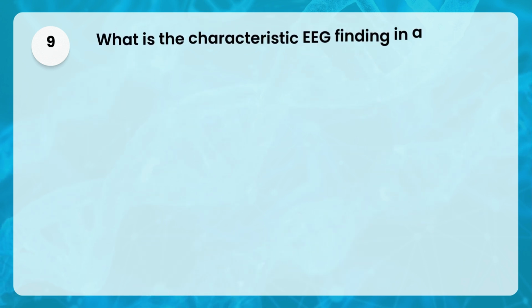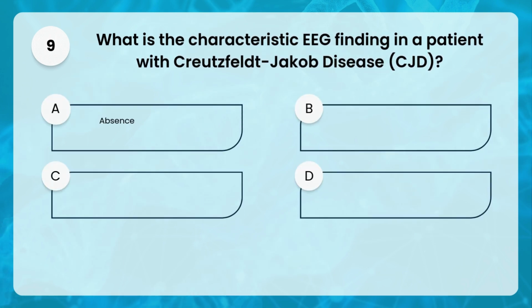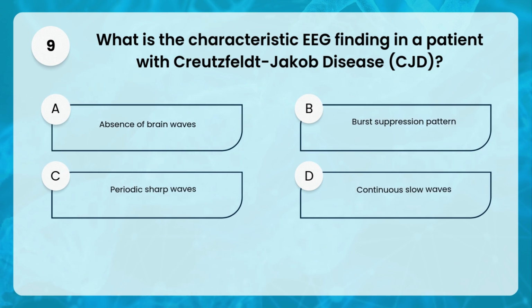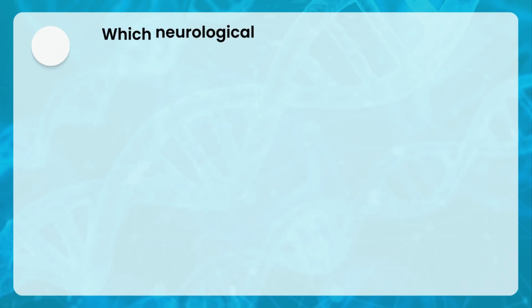Number 9. What is the characteristic EEG finding in a patient with Creutzfeldt-Jakob disease, CJD? A. Absence of brain waves. B. Burst suppression pattern. C. Periodic sharp waves. Or D. Continuous slow waves. The answer is C. Periodic sharp waves.